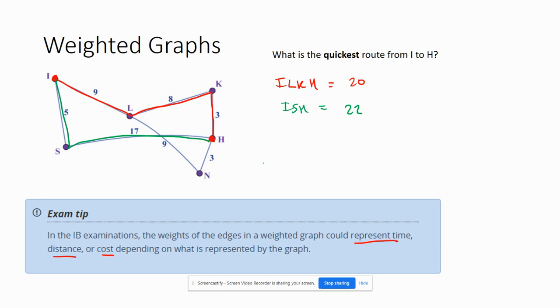Okay. It's fewer changes, but it's actually taking longer. And then we also have, how else could we get there? From I to L, and then we could sneak down. We can't stop here, although it looks like maybe this would be a good route to then turn right, but we can't do that. We have to go all the way to N and then back up. So that was I, L, N, H. So that's 9 plus 9 plus 3, and that is 21. Okay. So it looks like that first route was the quickest.